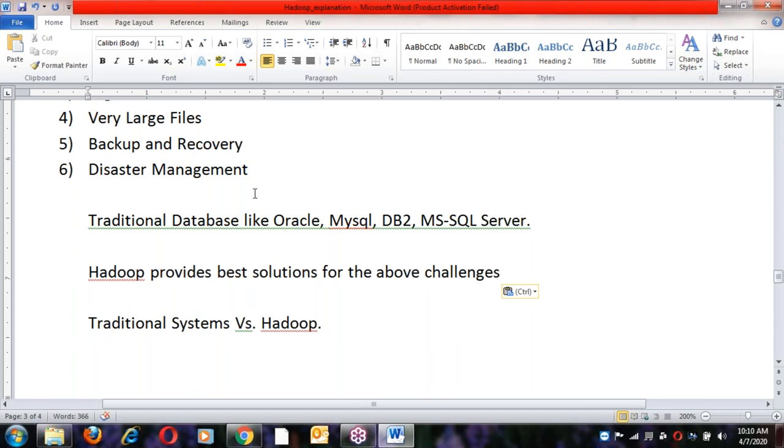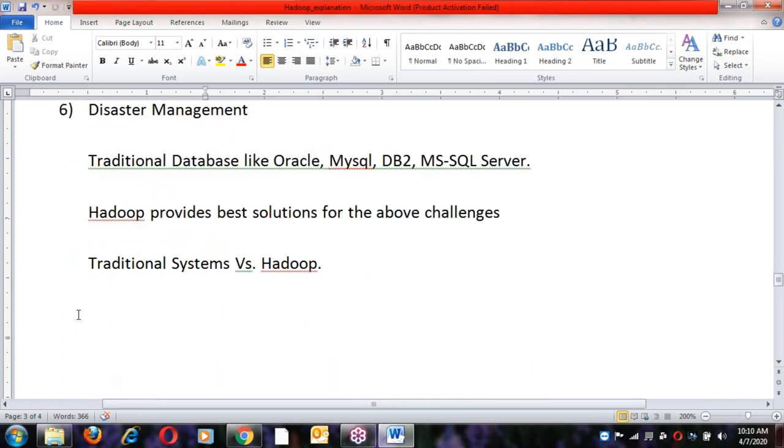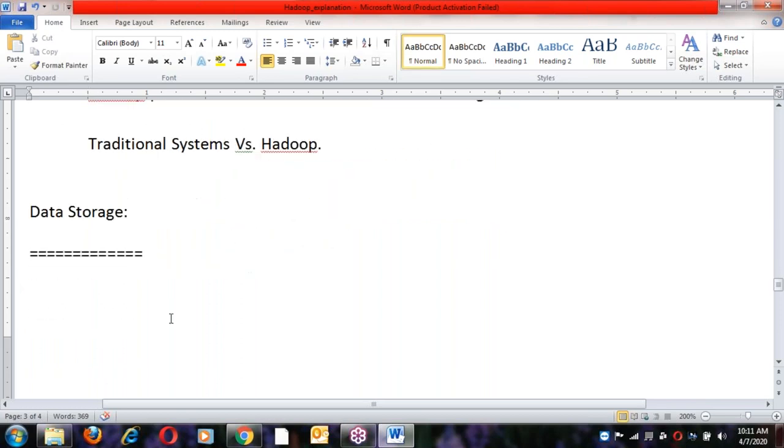Now let us see what the solution from Hadoop is. First, let us see one by one, starting with data storage. First let us talk about how data storage works in traditional systems.